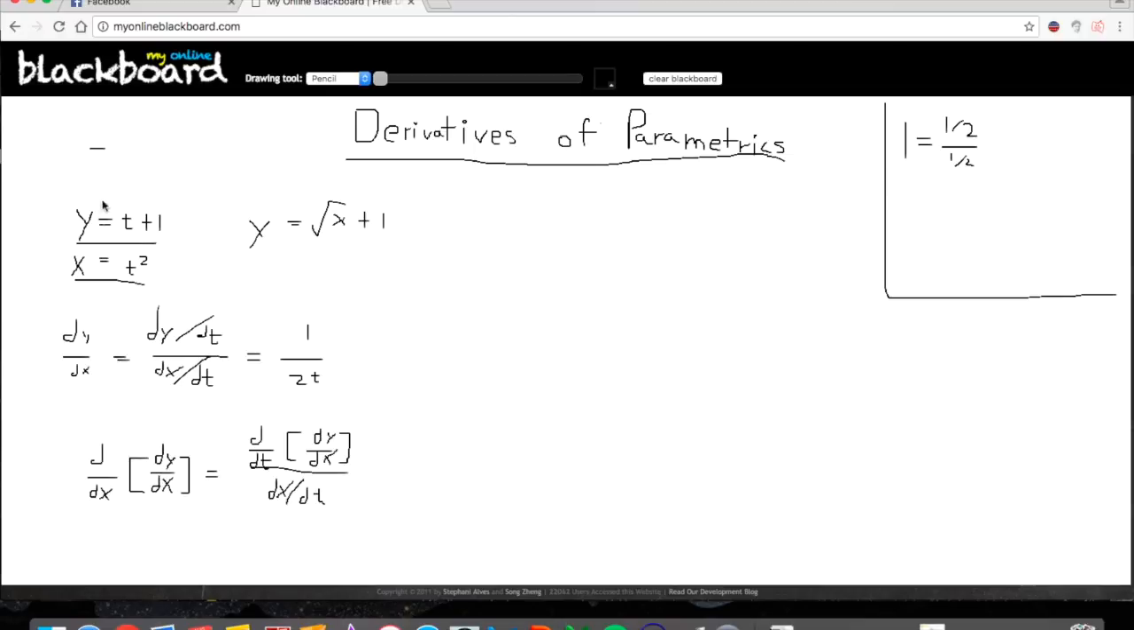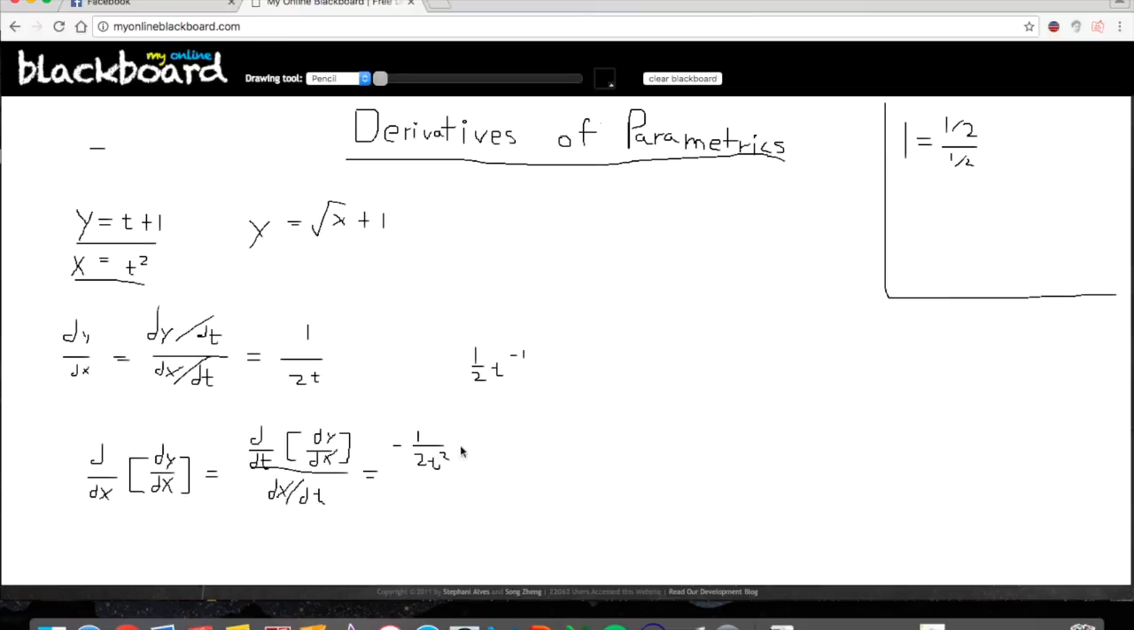But let's actually use the example. So the derivative with respect to t of this, now we're going to basically rewrite this over here as 1/2 times t to the negative 1 so that it will be easier to use our power rule. So the derivative of that would be negative 1/2 times t to the negative 2, or negative 1/2 over t squared. This is just the power rule.